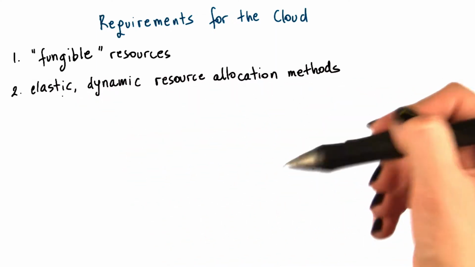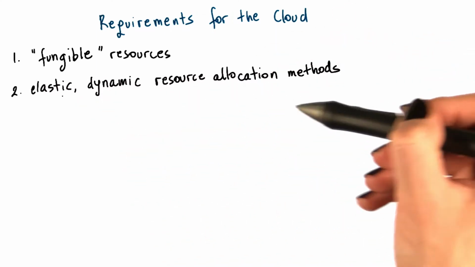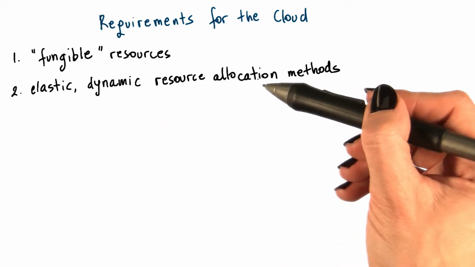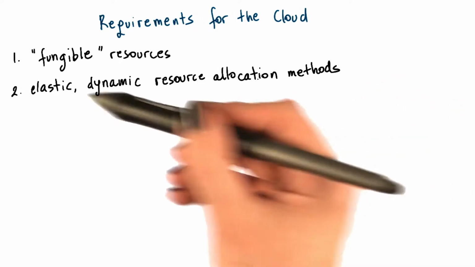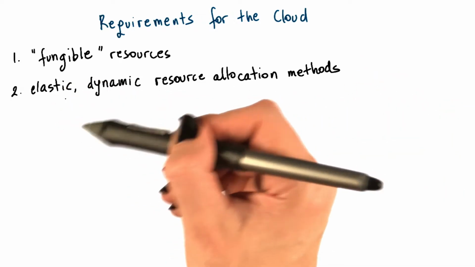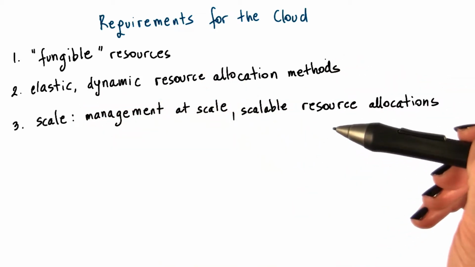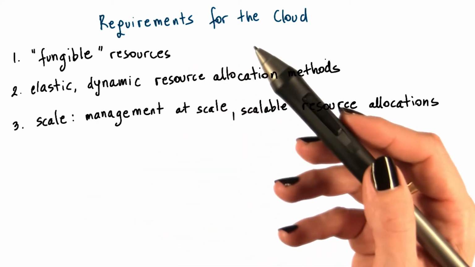Clouds must integrate resource management methods that support the premise of cloud computing. So they must be able to dynamically adjust the resources that are allocated to cloud users, depending on the need. So this needs to be done very flexibly, very elastically. Such management methods must be able to operate at very large scales of thousands and tens of thousands of nodes.